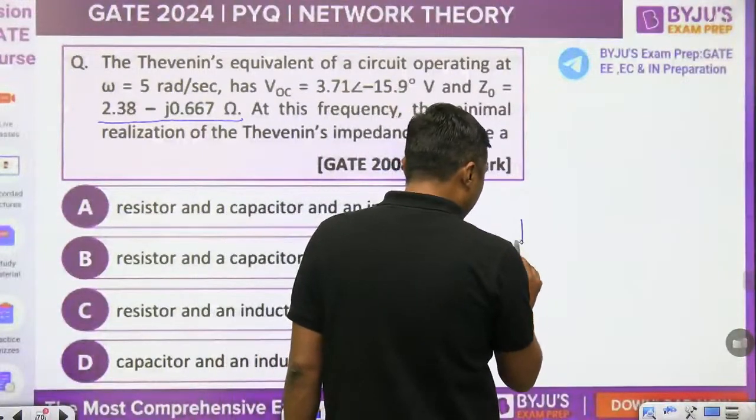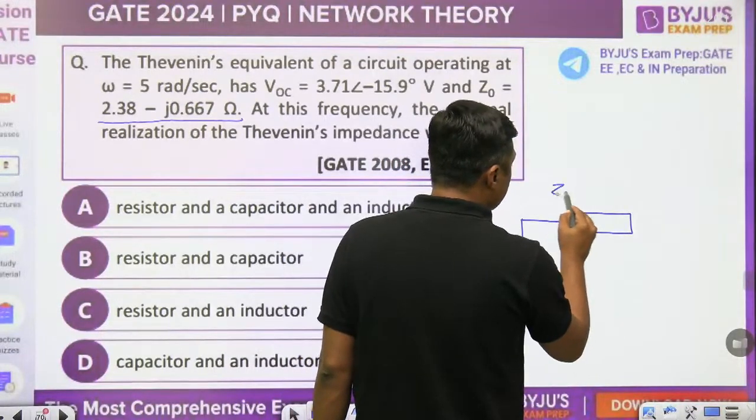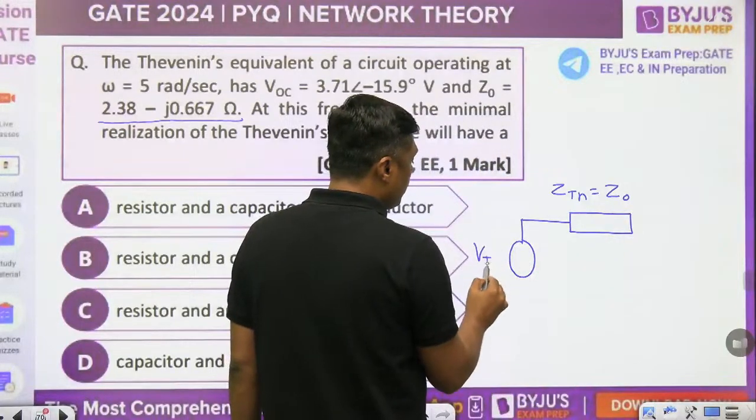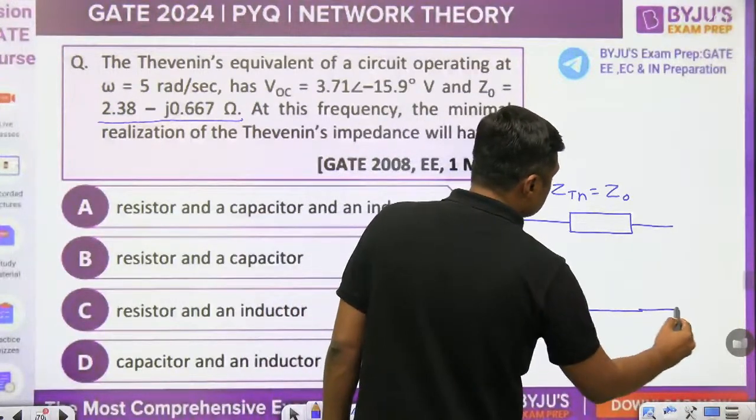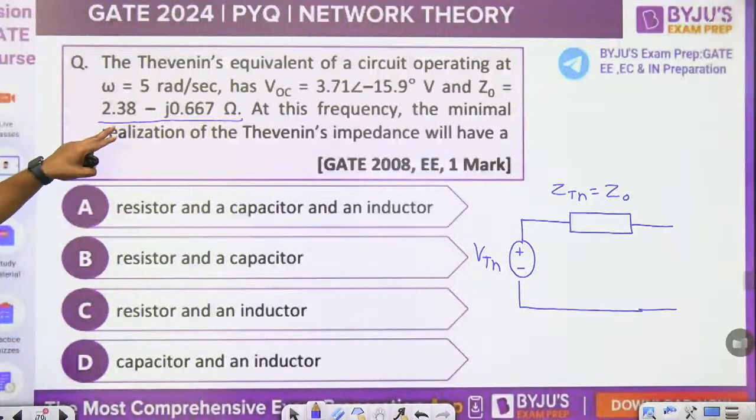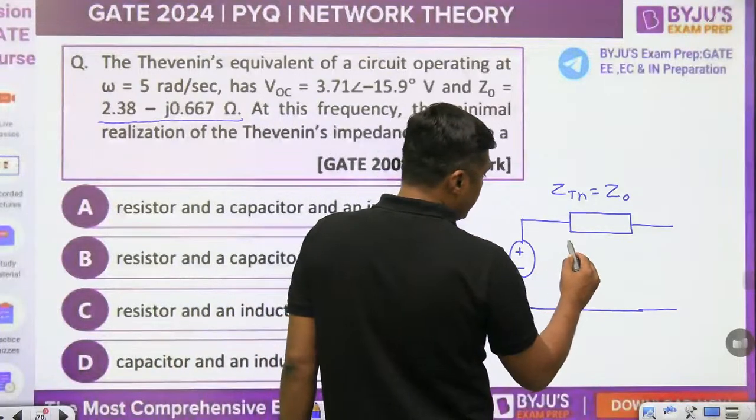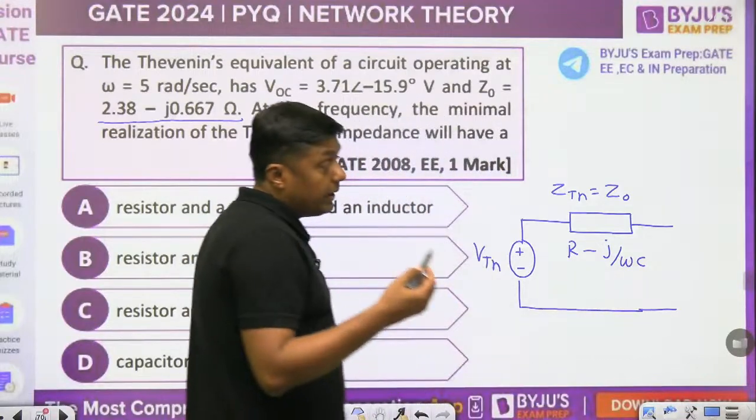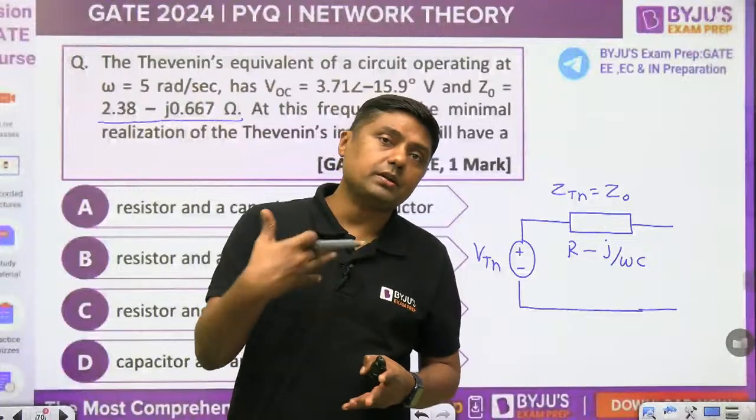Now, here we are having the Thevenin's voltage. Here we are having the ZTH, that is called Z0 or ZTH. This is called VTH or V0, sinusoidal signal. Now ZTH is equal to, what is the ZTH? 2.38 minus j 0.667. It is definitely R minus j by omega C, or it may be possible that it has inductor as well as capacitor, but the capacitive impedance is more.